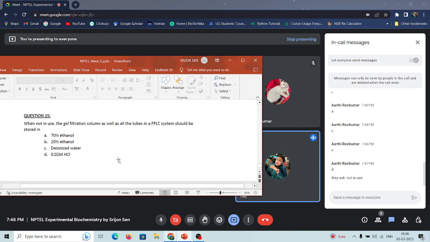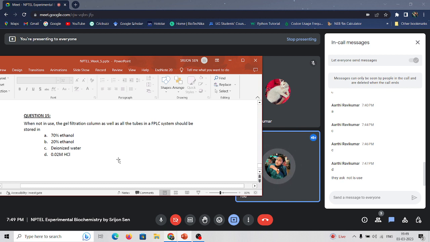Yes, they asked about when not in use. So when not in use also the tubes should be dipped in something. Even if you do not dip the tubes in something, then what would happen? These tubes are outside, and first of all, forget about the bacterial and the fungal growth, there is dust all around. So there would be a dust coating on these tubes, and this would actually go inside when you are injecting your protein and running your buffer.